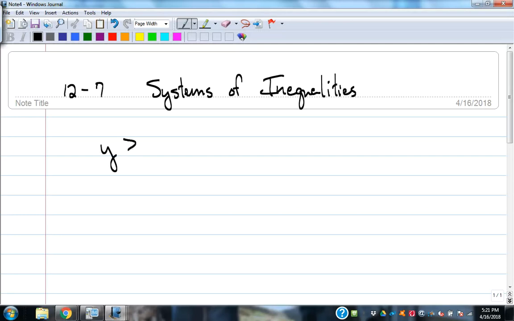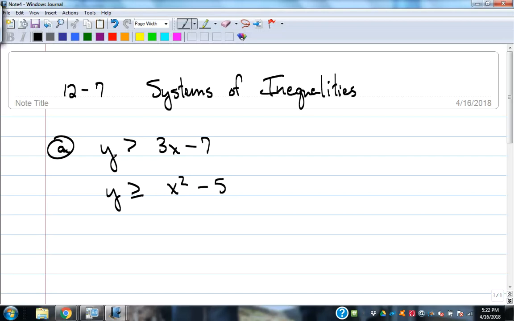Let's say we had y is greater than 3x minus 7, and then y is greater than, we can open this up to linear or nonlinear. I want to do nonlinear here, so let's do x squared minus 5. A system of inequalities. We're going to graph to solve. So the answer to this is the whole graph.